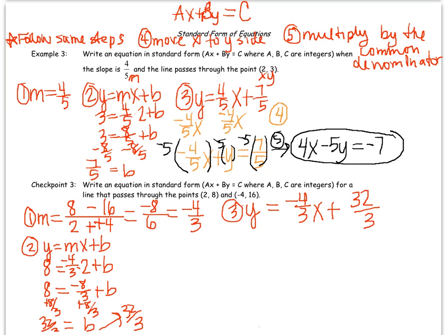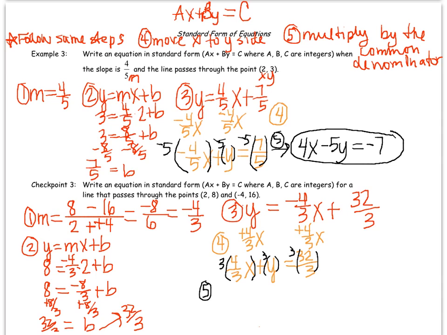Now let's do step 4 where we move our x to the other side. So step 4, we're going to add 4/3 x to both sides to move our x to the same side as the y. So I have 4/3 x plus a positive y equals 32/3. My common denominator is 3. So my step 5 here, I'm going to multiply every single term by 3. 3 times 4/3 will give me 4, and I still have x, plus 3 times y is 3y, equals 3 times 32/3 is 32.